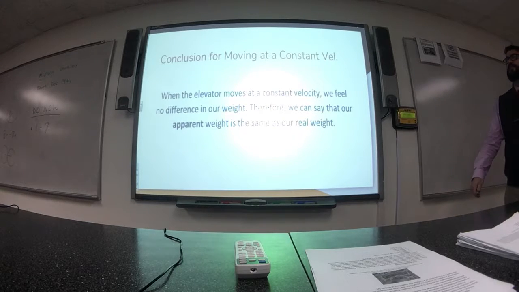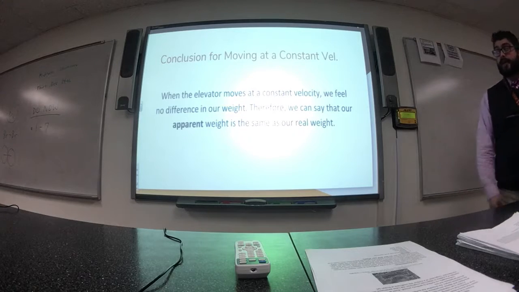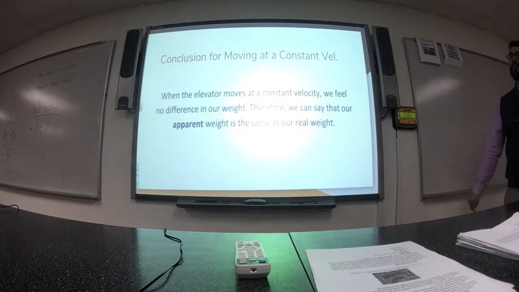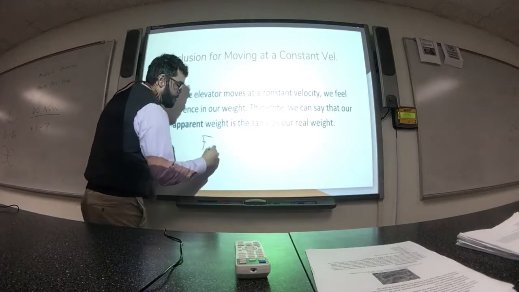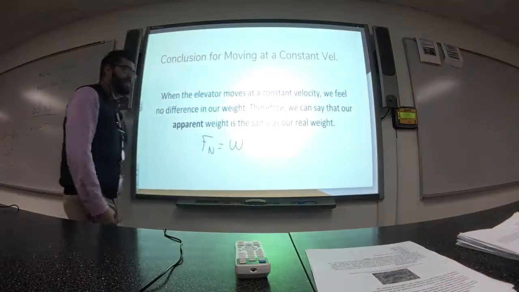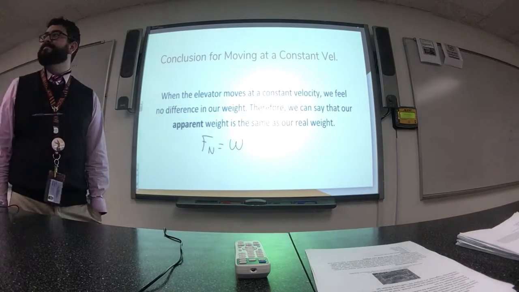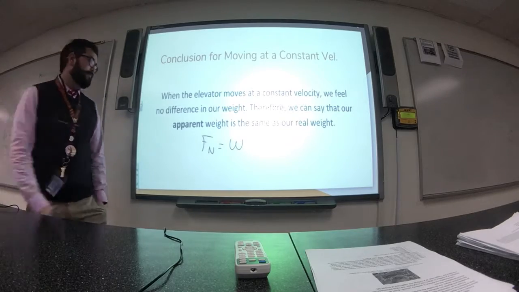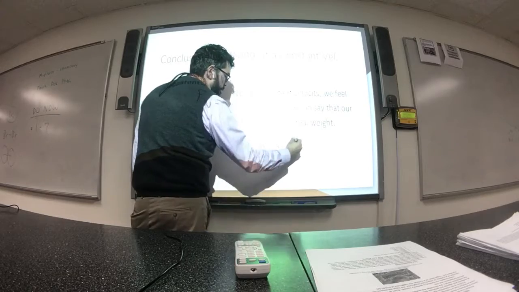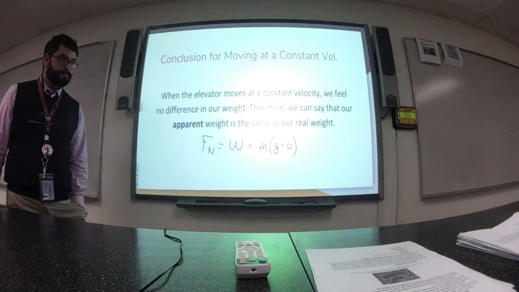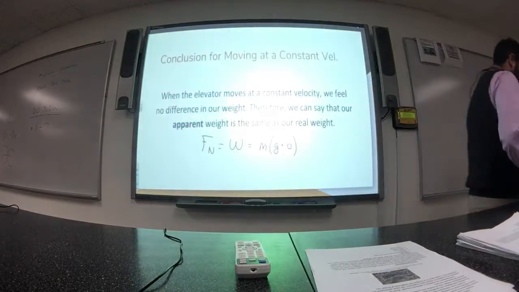So, if the elevator moves at a constant velocity, we feel no difference in our weight, and we can say that our apparent weight is exactly the same as our real weight. I guess I'll write it again here. That's the situation we live in all the time. And again, for consistency, it's m times g plus 0. I'm just showing the formula is the same, just replacing that a with different values, a value or 0.